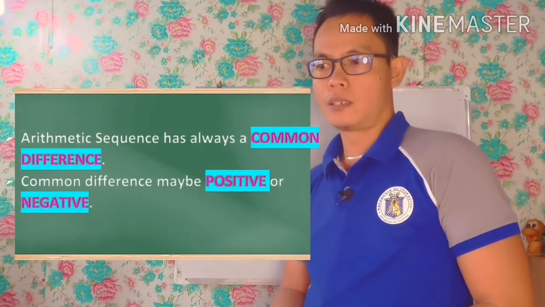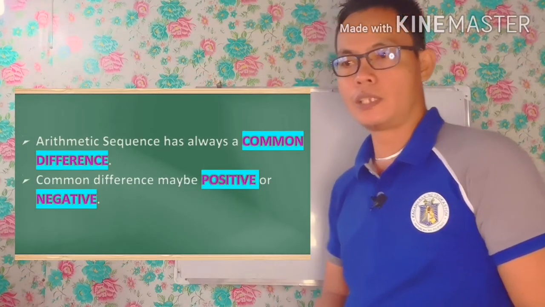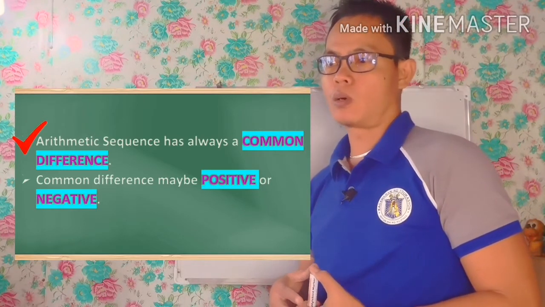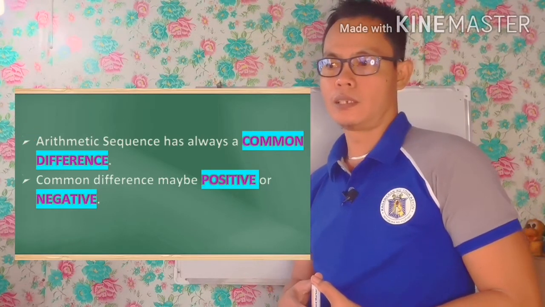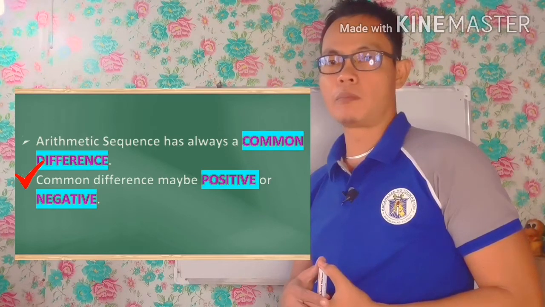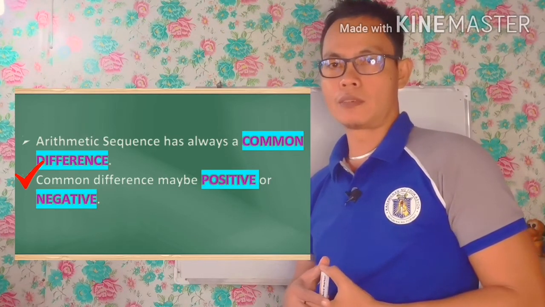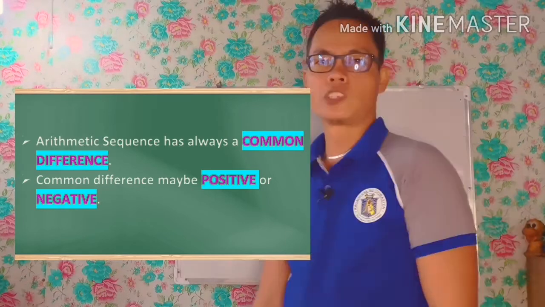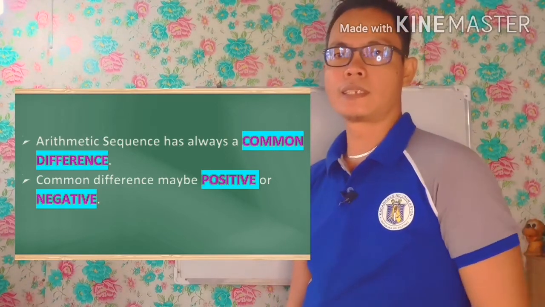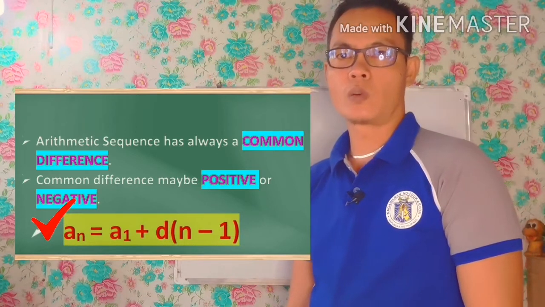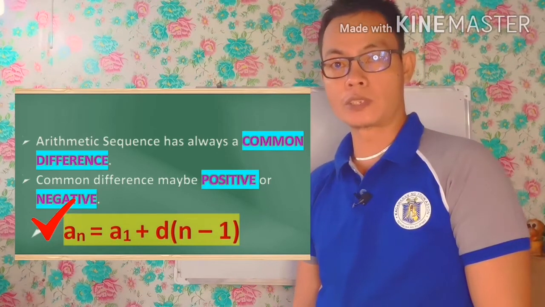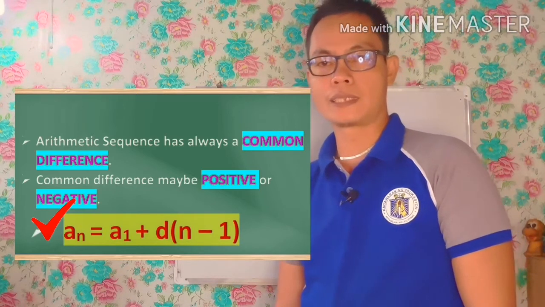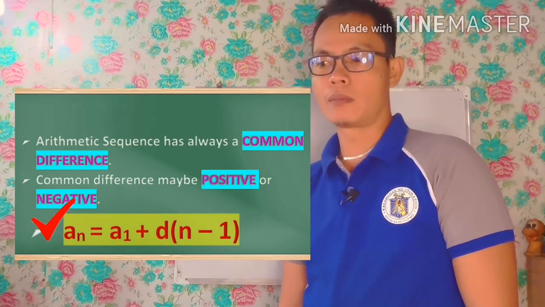Before that, we have to consider the points to ponder. An arithmetic sequence always has a common difference. This common difference may be positive or negative, depending upon the given arithmetic sequence. The rule of the arithmetic sequence is: a sub n equals a sub 1, which is the first term, added to the product of the common difference d and the quantity n minus 1.